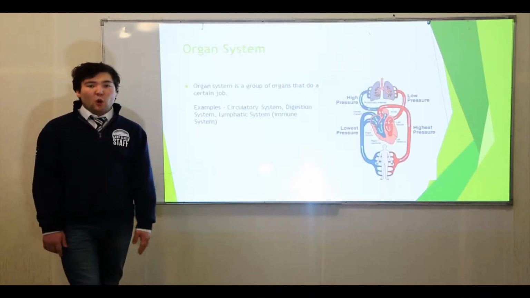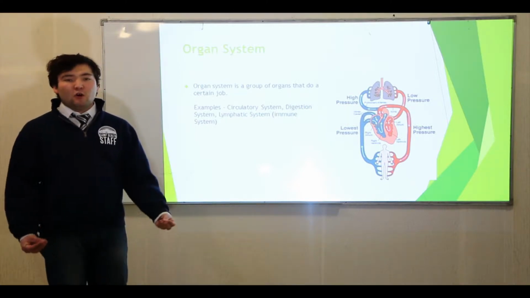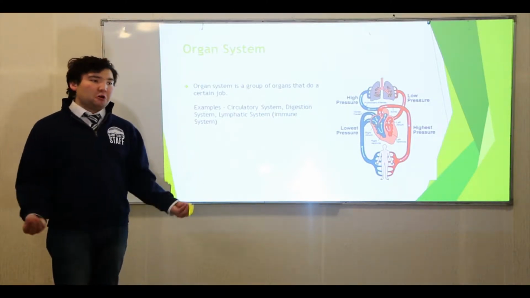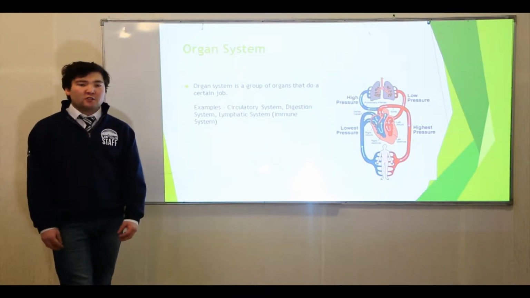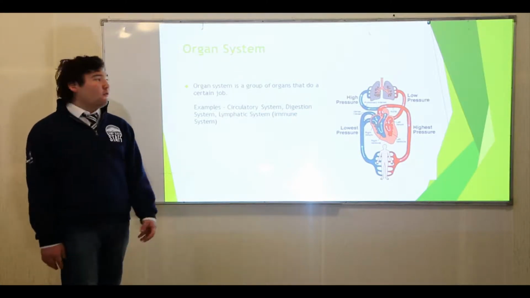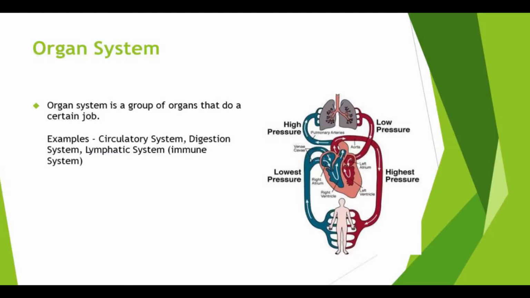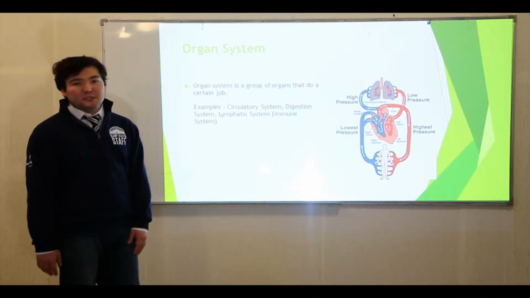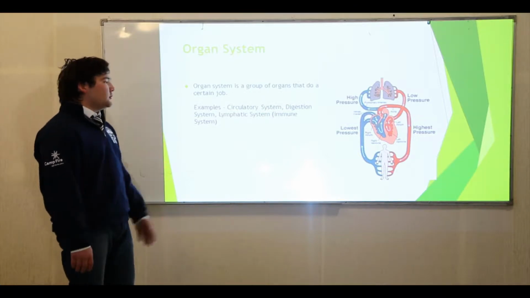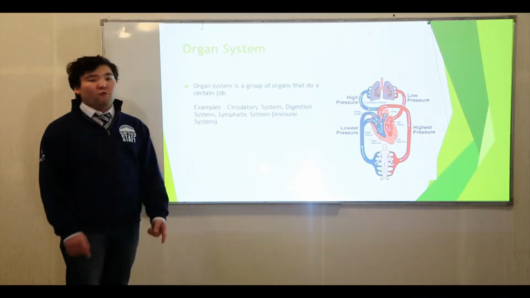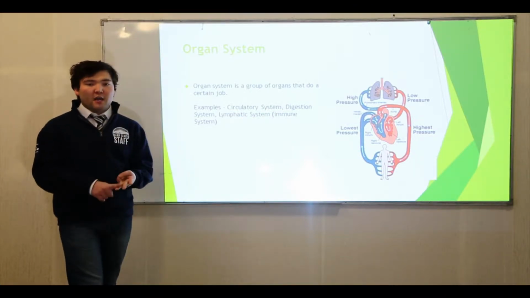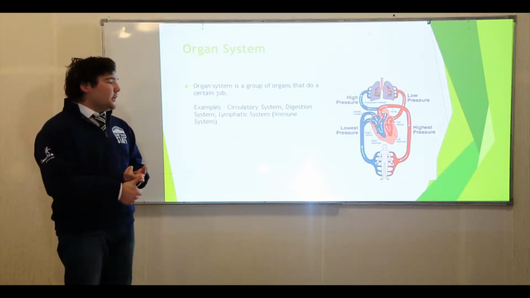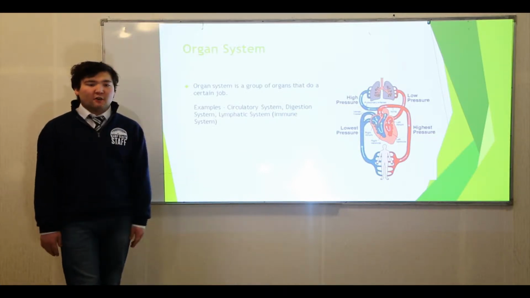Next, when we have several organs sharing common features and common functions, we have an organ system. An organ system is a group of organs that do a certain job. One example of an organ system in our body is the circulatory system, which consists of lungs, heart, veins, arteries, kidney, and the whole organism itself.